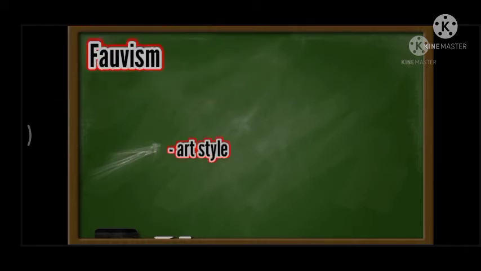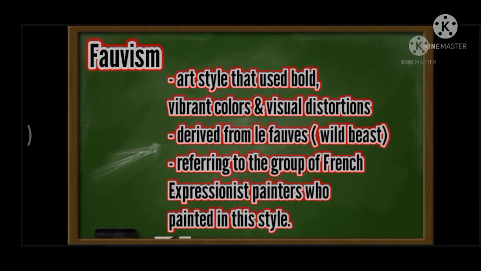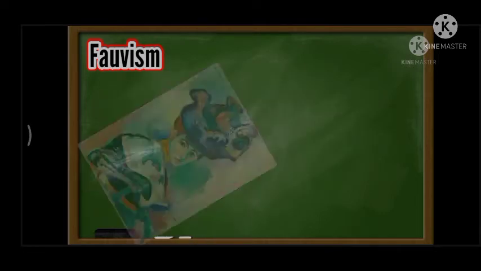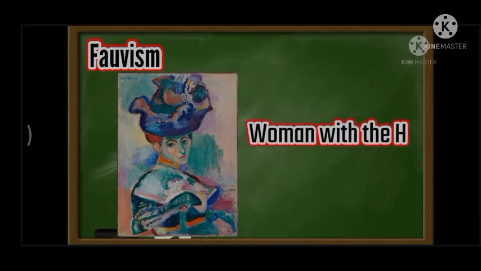Another art movement is what we call Fauvism. It is an art style that uses bold, vibrant colors and visual distortions. It was derived from Les Fauves, which means wild beasts, and it referred to the group of French expressionist painters who painted in this style. These are the examples.